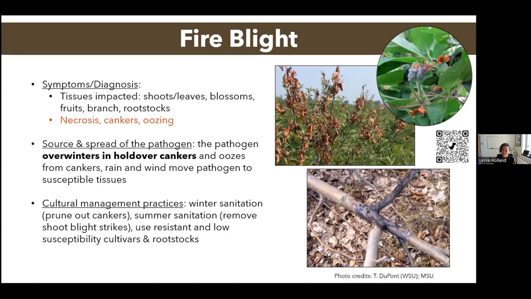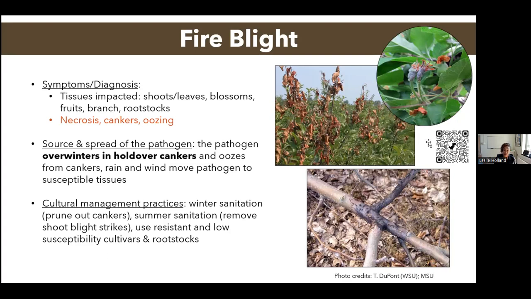We also see things like cankers, which is on the bottom right of the screen. These cankers, we oftentimes call them holdover cankers. When they're in this lignified tissue, they survive through the winter in this particular state and can serve as a source of inoculum in new and subsequent seasons. Additionally, we see oozing sometimes. This is typically dependent upon environmental conditions. If it's particularly humid out, you'll see that ooze, which is just a bunch of bacterial cells clumped together. It's hard to see here, but there is some oozing on this particular photo in the top right on some blighted blossoms.